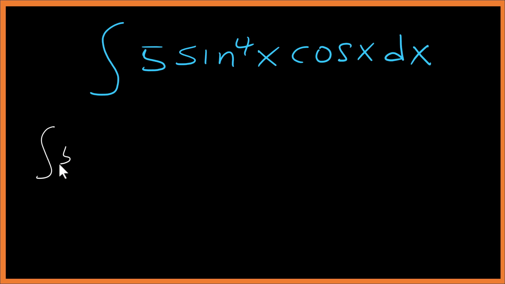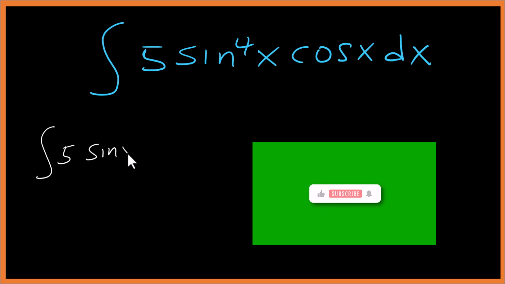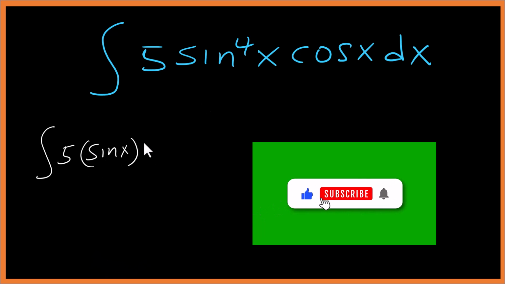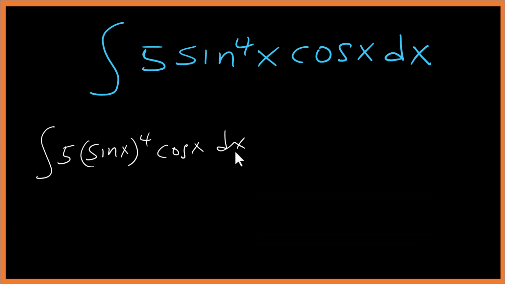So we have 5 sine. This one is the same as sine x to the power 4, times cos x dx. Okay, so let's take sine out here. So let u be sine x.